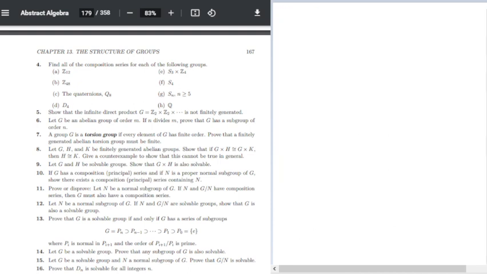Let's see, actually, Z48, the quaternions, D8. Oh gosh.